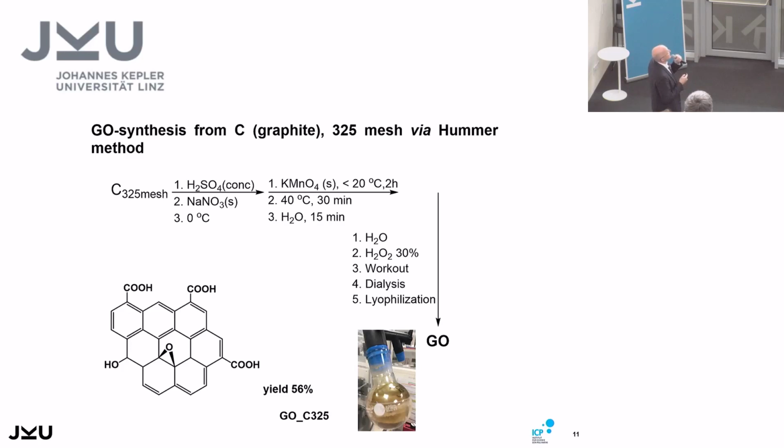We used these flakes, so that was graphite actually, and treated that via the Hummers method described in the literature, with severe chemicals: sulfuric acid, sodium nitrate, potassium permanganate, and so on, hydrogen peroxide. And then in the end, we got a yield of 56% graphene oxide.